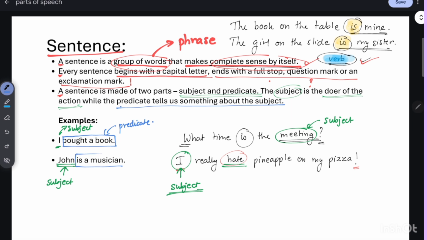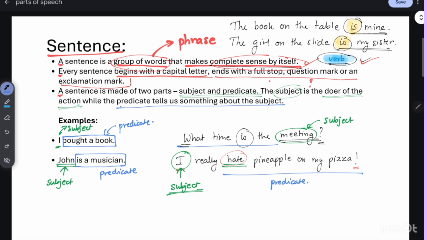Is a musician. What is John? John is a musician. That will be the predicate. What time is the meeting? So here what will be the predicate? Is at what time? Meeting is at what time, right? So this will be the predicate. Similarly, hate pineapple on my pizza is the predicate.